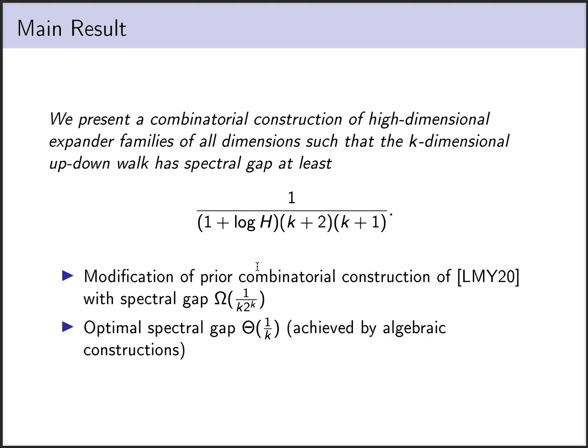So LMY had a spectral gap for the k-dimensional up-down walk of around 1 over k 2 to the k. Now, if h is very large and k is very small, that still could be better than our bound. But as long as k is decently large, we have a roughly quadratic dependence on k in the denominator, whereas they have an exponential dependence on k. So we do get an exponential improvement in the spectral gap. Of course, this quadratic dependence is still not optimal. The optimal is on the order of 1 over k.